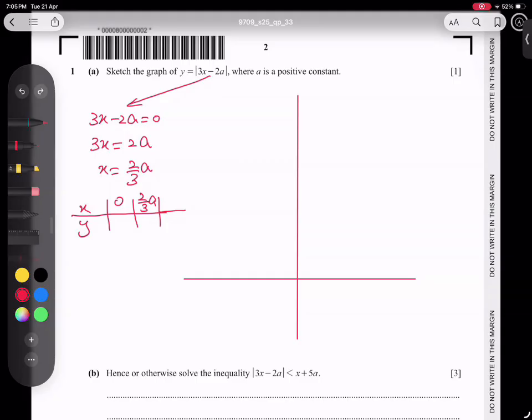Sketch 3x minus 2a. When I plug in the x value 0 here, I get negative 2a. Look, I'm showing again: I put 0 here, I get negative 2a, and the modulus of negative 2a is 2a. So it means x is 0, y is positive 2a.